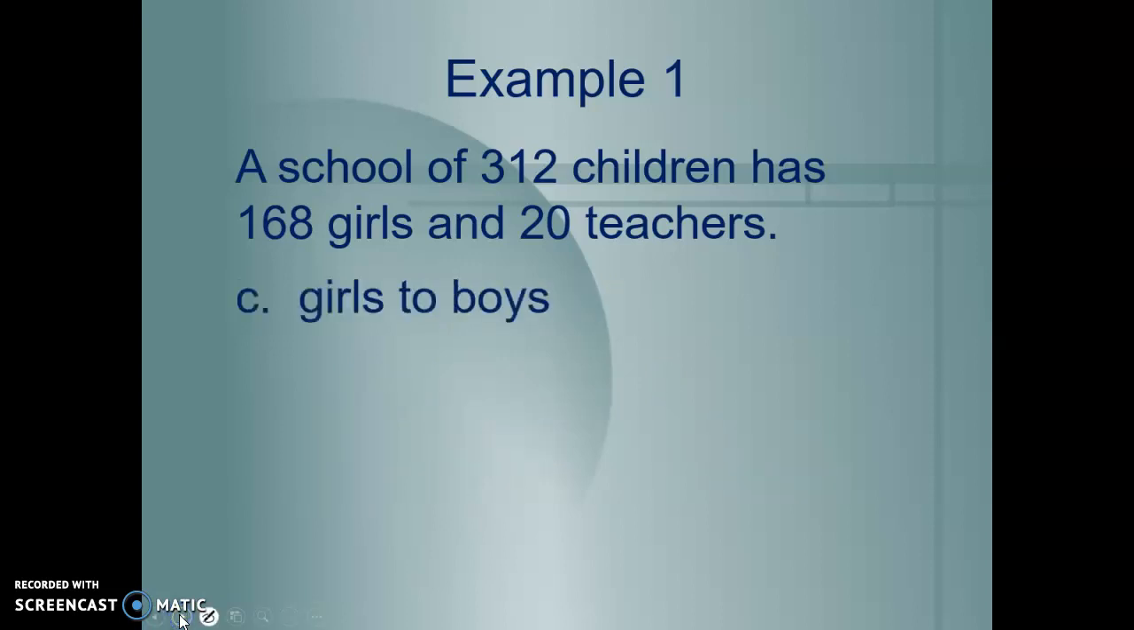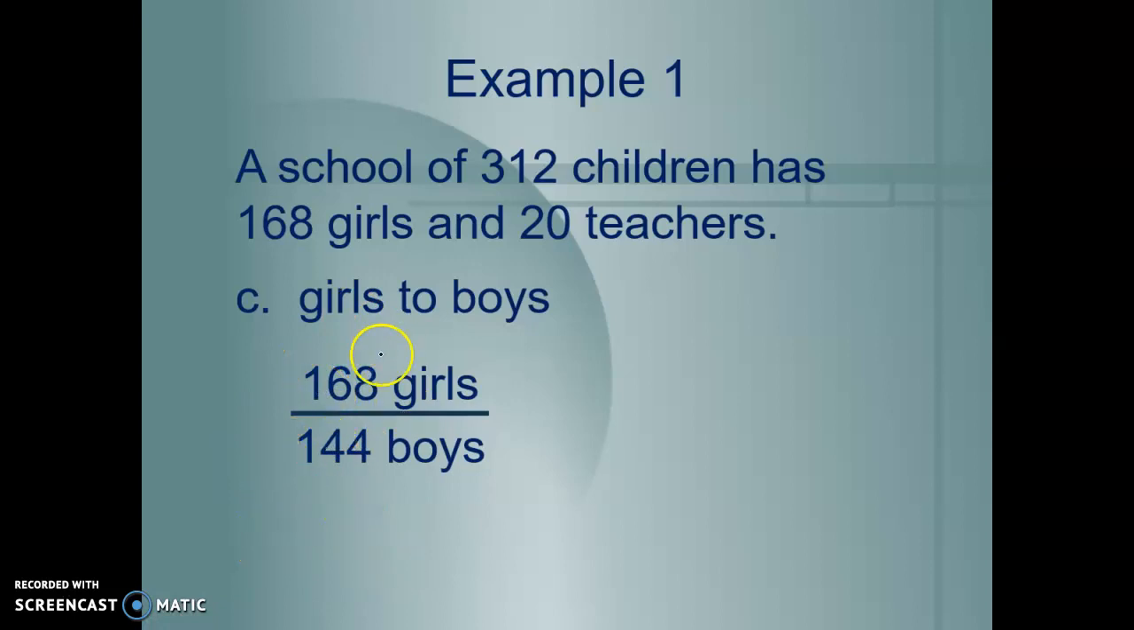How would we write girls to boys as a ratio? We would write 168 girls to 144 boys. Again, this is just a ratio or a fraction comparing two different units. In this case, our units of measure are girls and boys. Once reduced, we have 7 out of 6, or we have 7 girls for every 6 boys.